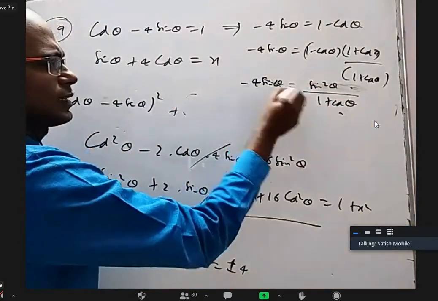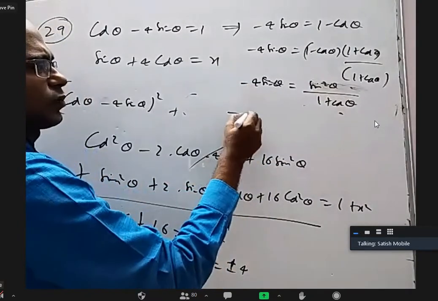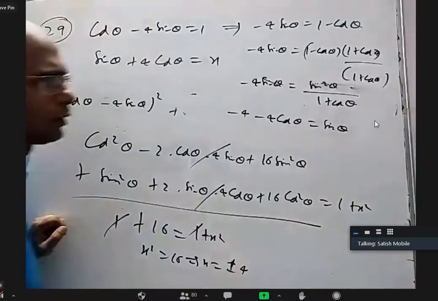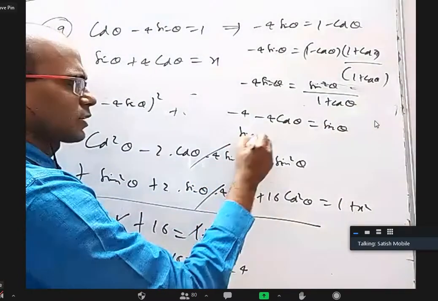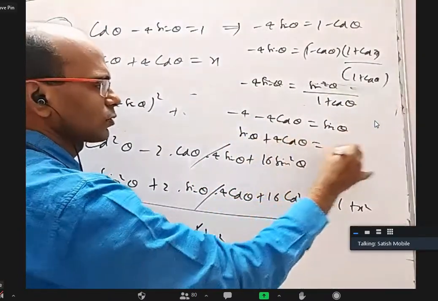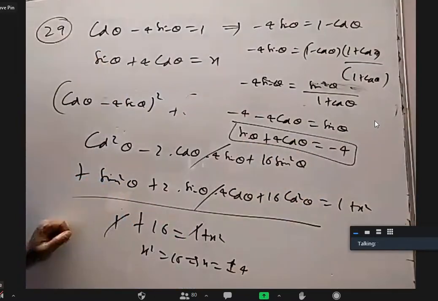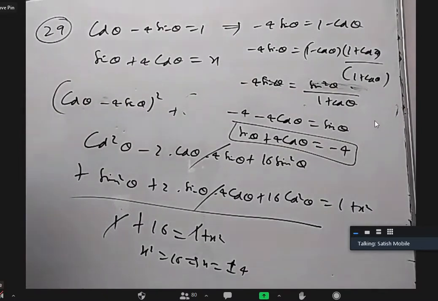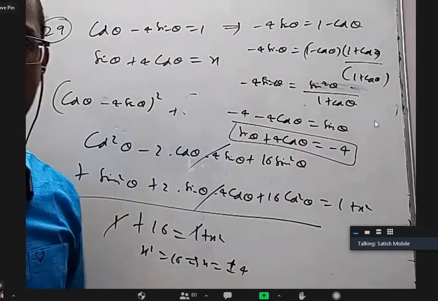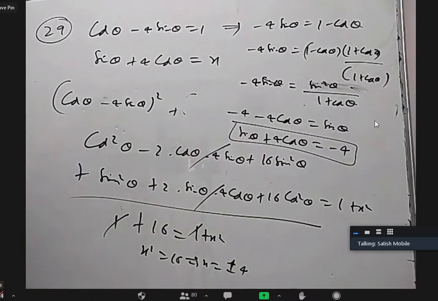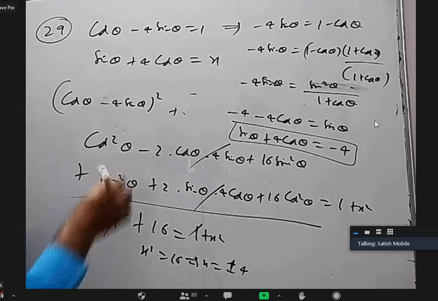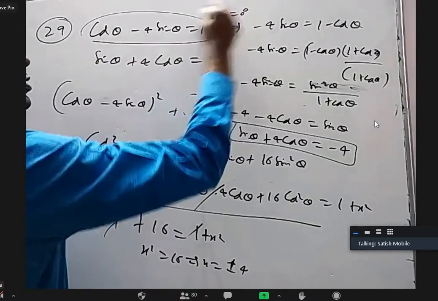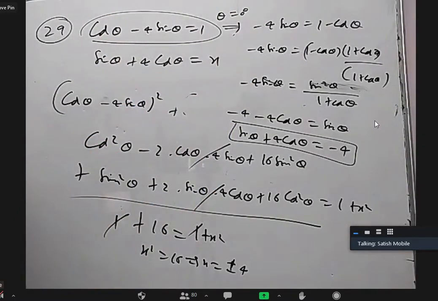Now, this sin theta and this square will cancel. Bring this one here. What will come? Minus 4 cos theta equal to sin theta. Send this one that side. Sin theta plus 4 cos theta equal to minus 4. Did we get one of the options? Yes, sir. But there is one more option which we did not get here. I'll tell you the reason why we did not get it. Another option is, just by looking at this, anybody can tell theta equal to 0 degrees is one solution to this. Why?